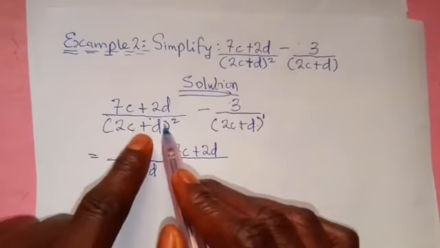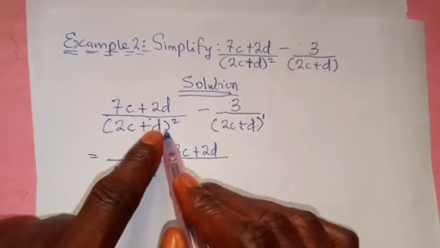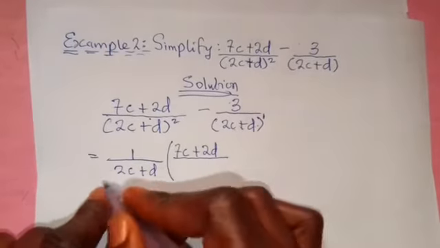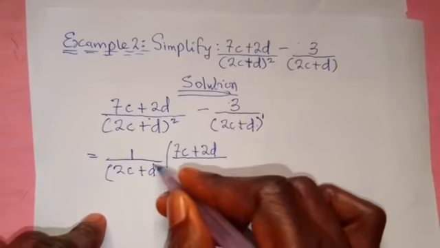So if we remove one of these 2c plus d, all you have to do is to subtract the power here and the power here. Don't forget, here we have all this to power what?